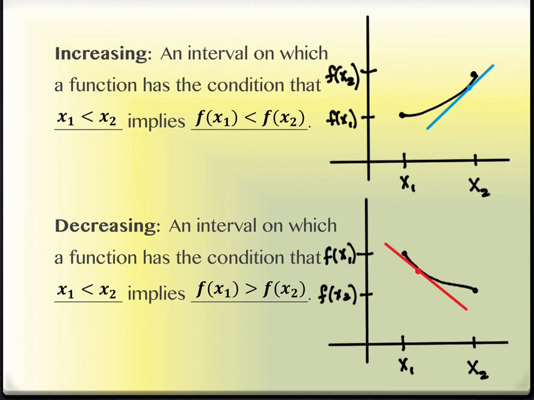And anywhere I put that dot, the tangent line is going to have a slope that is negative, right? So a negative slope or a negative derivative is equivalent to having a decreasing interval, or a graph that is decreasing on that interval anyway. Okay, does that make sense?